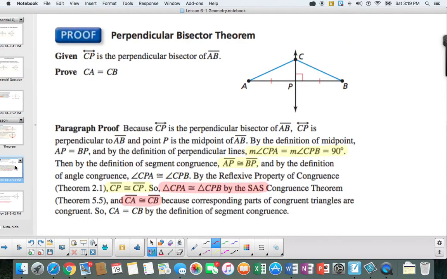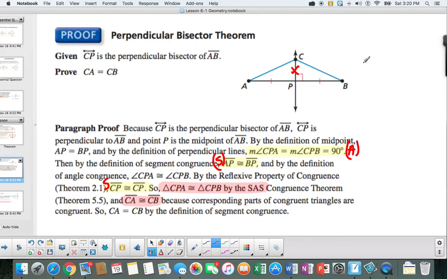Now here's the proof. A perpendicular bisector creates two right triangles. When it creates two right triangles, we're going to get two angles, so we're going to have an angle pair. Because it's a bisector, that's a midpoint, we're going to get a pair of sides that are congruent. And so here's our pair of sides from our midpoint. We're also going to get a reflexive side, here. And so the triangles will be congruent by side angle side.